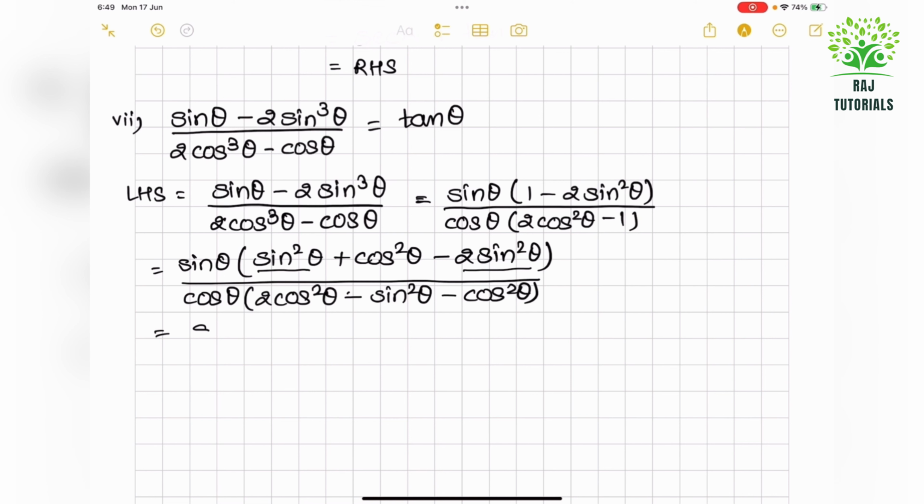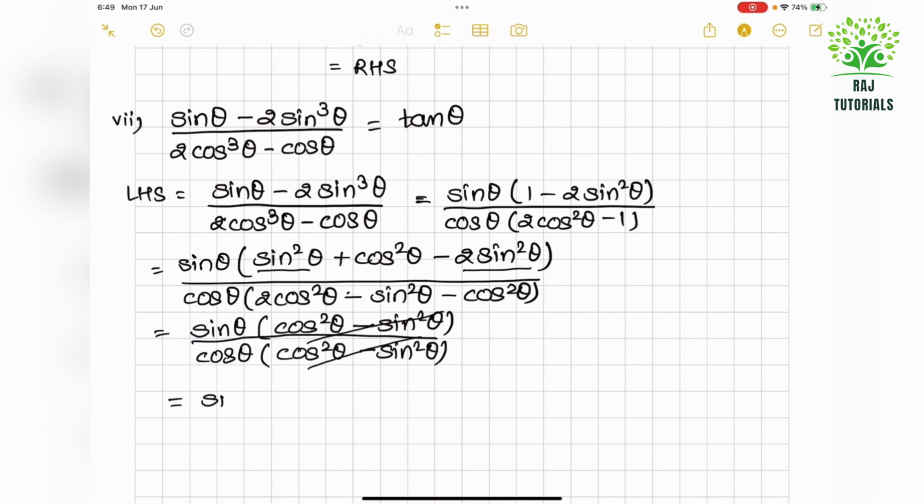So I have multiplied the minus with sin square and cos square. So now you can see sin square theta and minus 2 sin square theta. So this will form sin theta into cos square theta minus sin square theta whole upon cos theta into 2 cos square minus 1. Cos square will be 1, so I will get cos square theta minus sin square theta. Now cos square theta minus sin square theta will get cancelled. So that is sin theta.